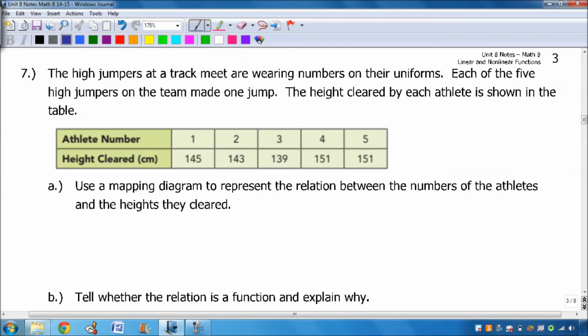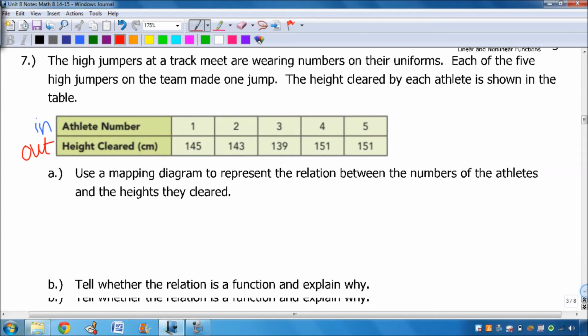All right, so let's take a look at number 7. It says the high jumpers at a track meet are wearing numbers on their uniforms. Each of the 5 high jumpers on the team made one jump. The height cleared by each athlete is shown in the table. So question A says to use a mapping diagram to represent the relation between the numbers of the athletes and the heights that they cleared. So first thing we need to do is discuss what our inputs are going to be and what our outputs are. So our athlete numbers are going to be our inputs, and then the height that they clear, the result of doing the function, which is to jump, is the output. So the results are their heights, okay? So the inputs are who they are, the results are what they got, okay?